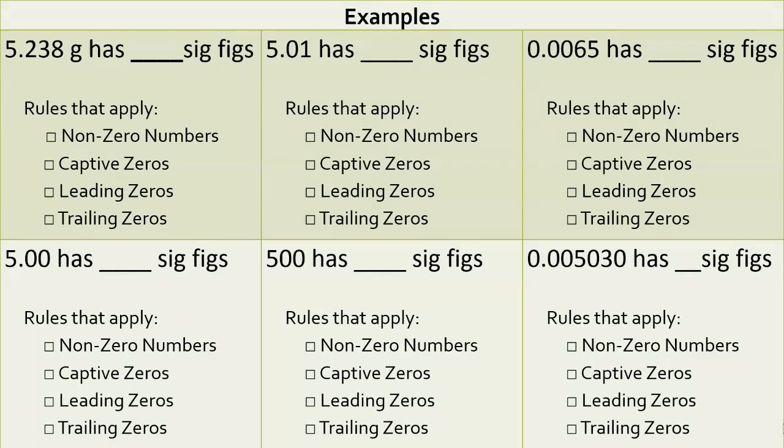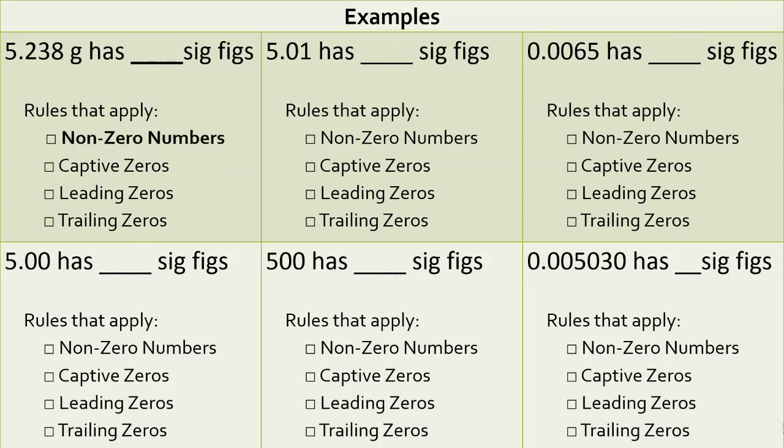Okay, so let's go ahead and work through some of the examples in your notes. So as we look at each of these numbers, the first thing we want to do is figure out what rules apply. So for the number 5.238, well, all of those digits are non-zero numbers. I don't have any zeros. So because that's the case for this number, all of those digits will count. So I'm going to have 4 sig figs for that number.